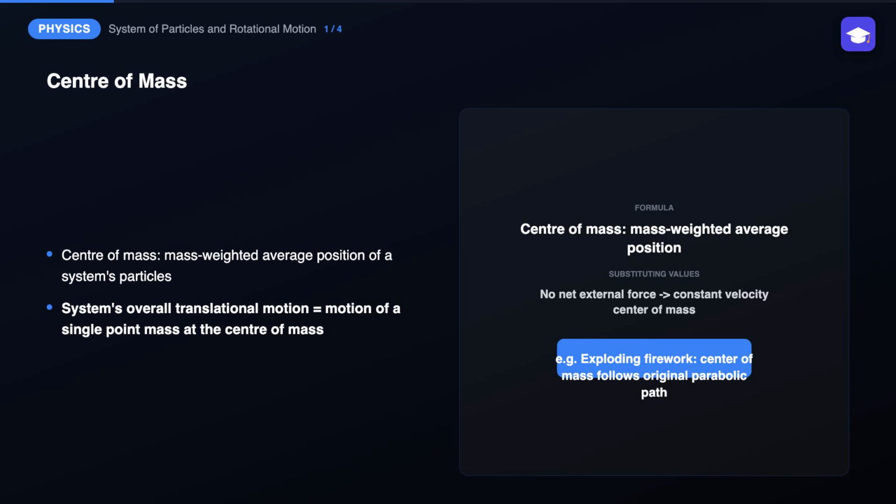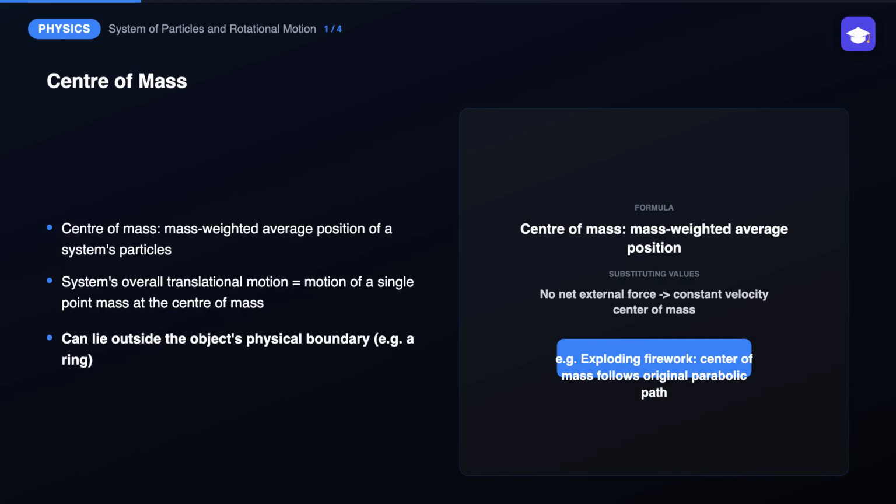For a symmetric, uniformly dense object, like a sphere or cube, the center of mass simply coincides with the object's geometric center, but for an irregularly shaped or non-uniformly dense object, it can actually lie anywhere, including, in some specific cases, entirely outside the object's own physical boundary, like a ring or hollow donut shape.